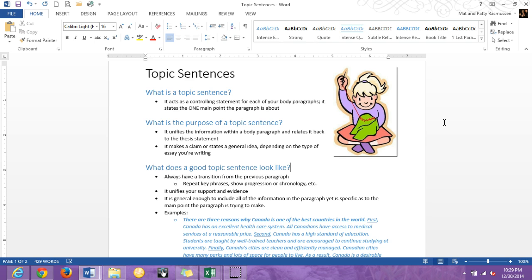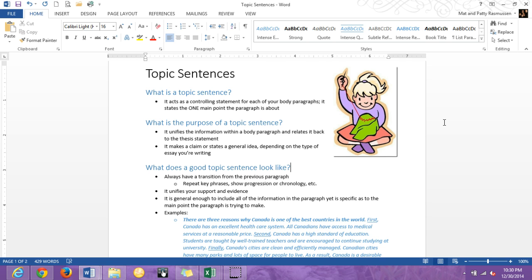So what is the purpose of the topic sentence? They have the same purpose as the thesis as well. So it unifies all of the information within one body paragraph and relates it back to that thesis statement. So it makes a claim or states a general idea, of course, depending on the type of essay you're writing.